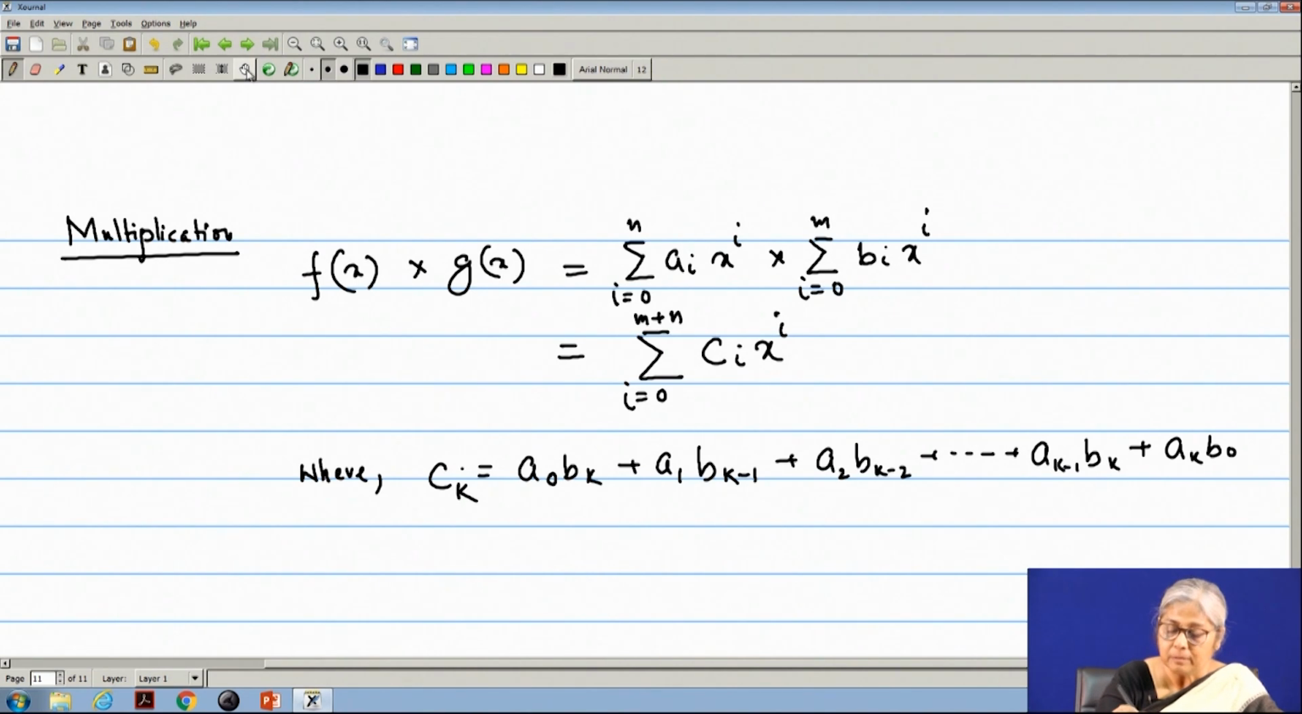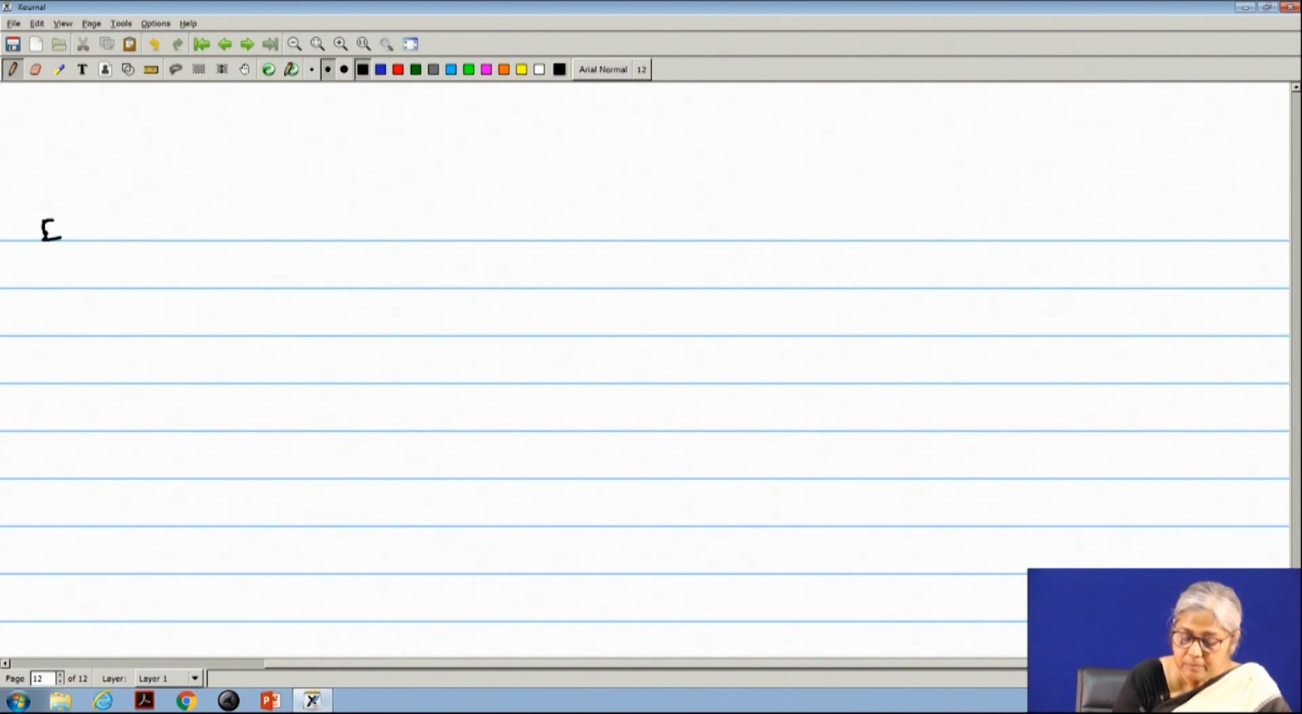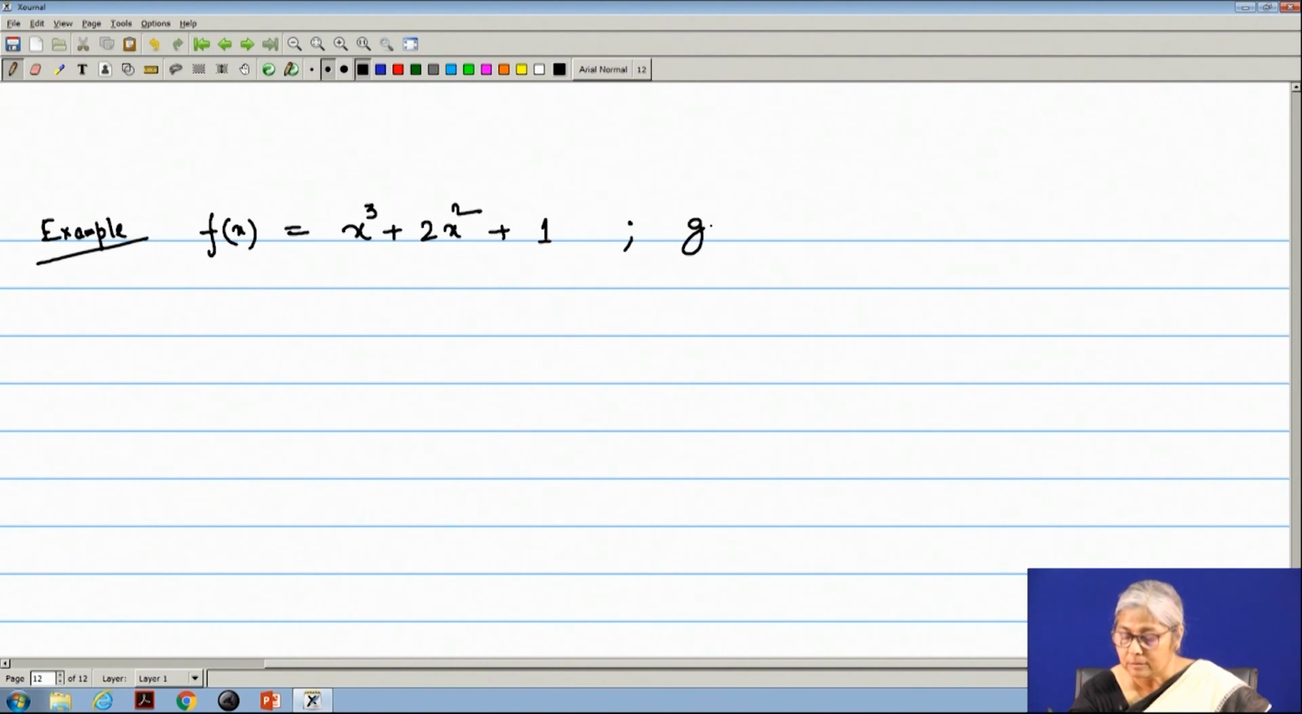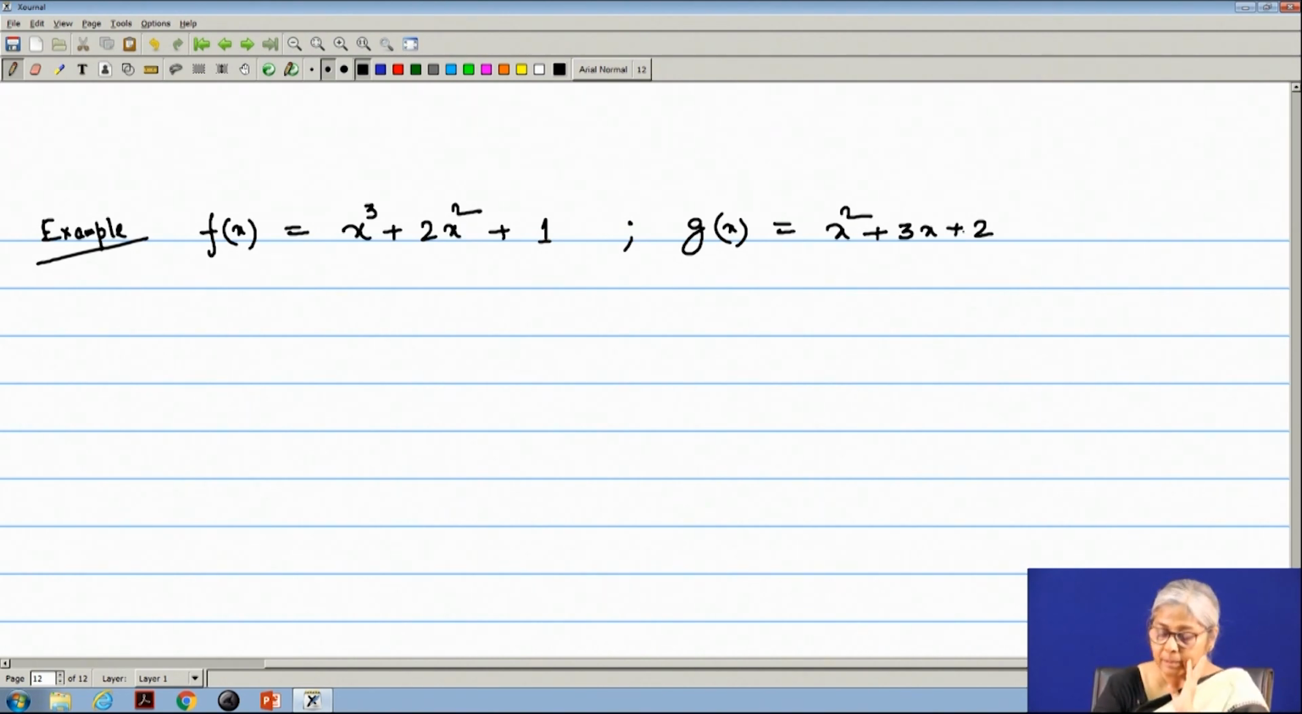So, if I take an example, say my f(x) is x cube plus 2x square plus 1, and g(x) is x square plus 3x plus 2. Okay.